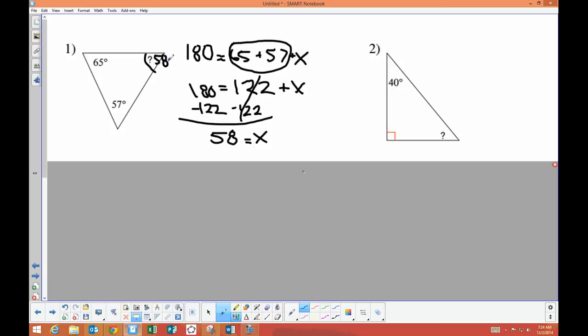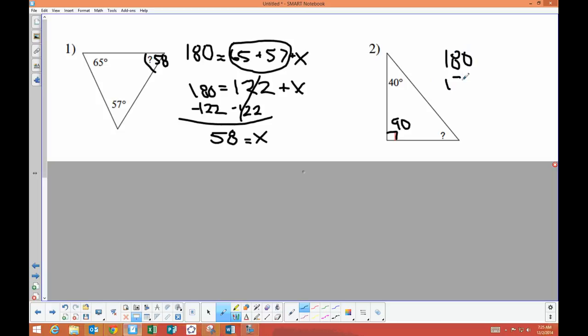Okay. Over here, it's the same thing, except they only give you 1 angle, and this symbol here, which you should already know, means that this angle is 90. Okay, so if we did the same thing, we would add 40 and 90 and get our 130 and 180.